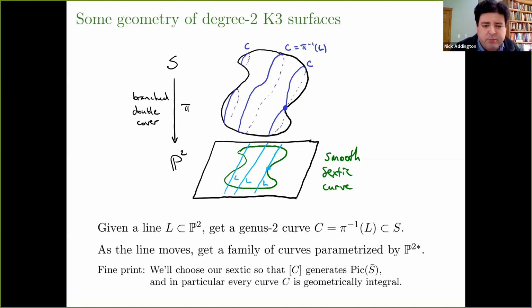And then there's some fine print here. I want to choose my sextic so that the K3 surface has geometric Picard rank 1. So the Picard group is just Z generated by our class of C. And that will in particular give us that all of these curves can be singular, but they can't be reducible or non-reduced.